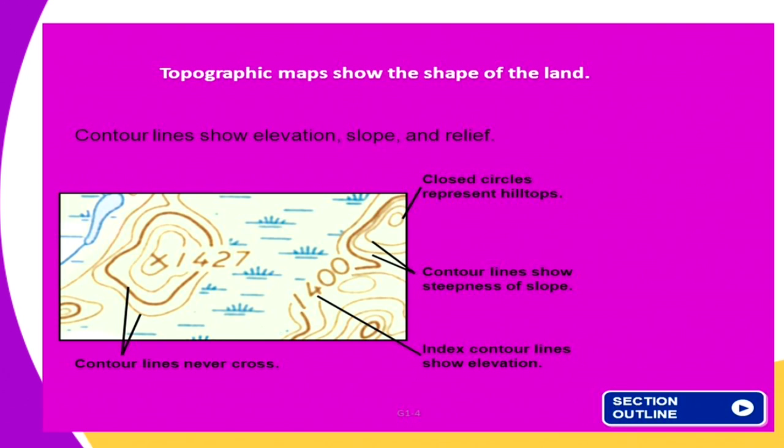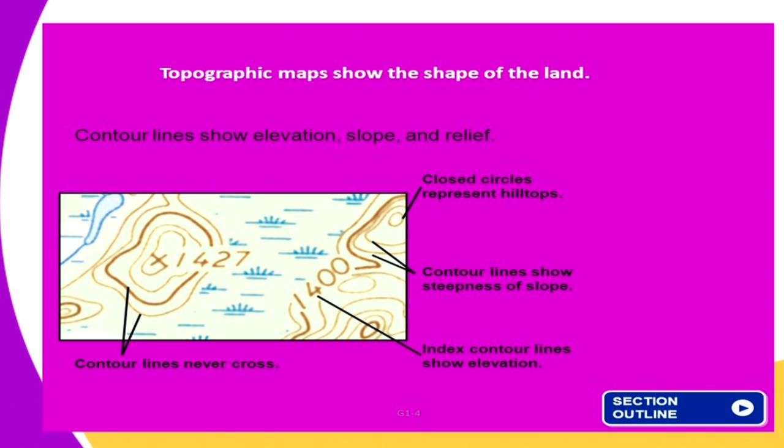And for us to start identifying features on a topographical map, we will first have to look at various things to remember in order to make work easier when it comes to the identification of physical features on the map. And so in our image here, we have an image of a contour, and the topic of this image is topographic maps show the shape of the land. So for us to look at the topographical features in this map, we'll have to look at the contour lines which show the elevation, slope, and relief.